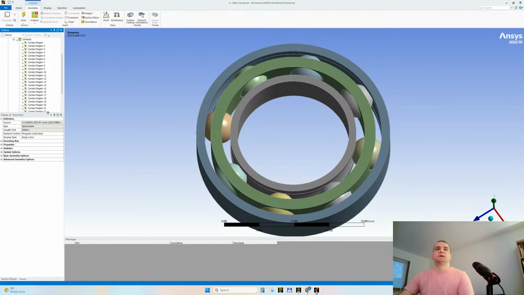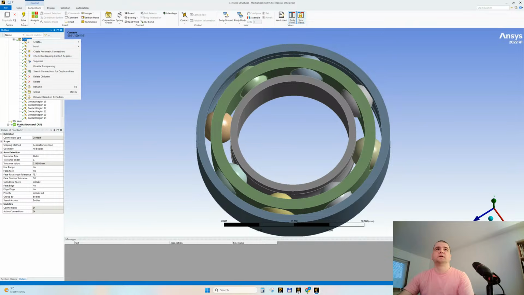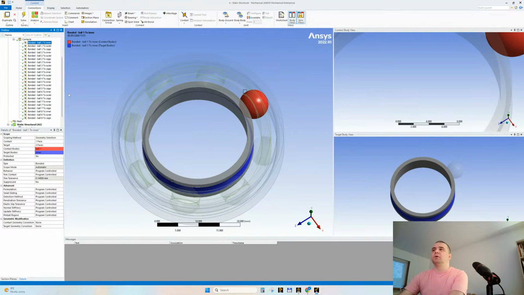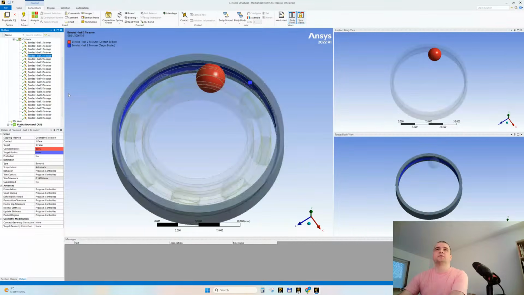Contacts. Let's see what ANSYS gave by default. Right-click on contacts, rename based on definition. And we have the contacts between each ball and each race and cage.